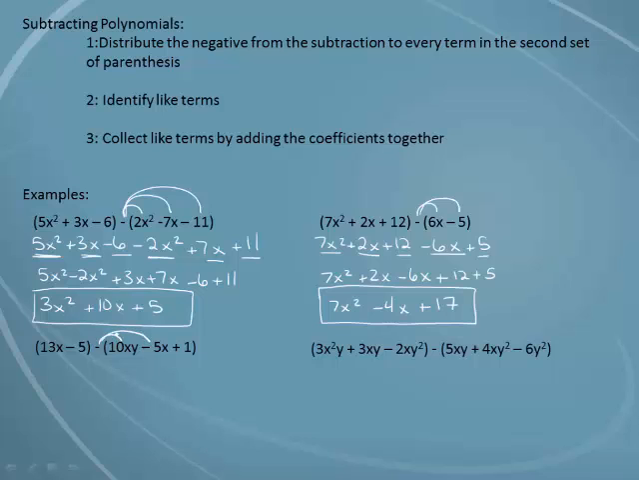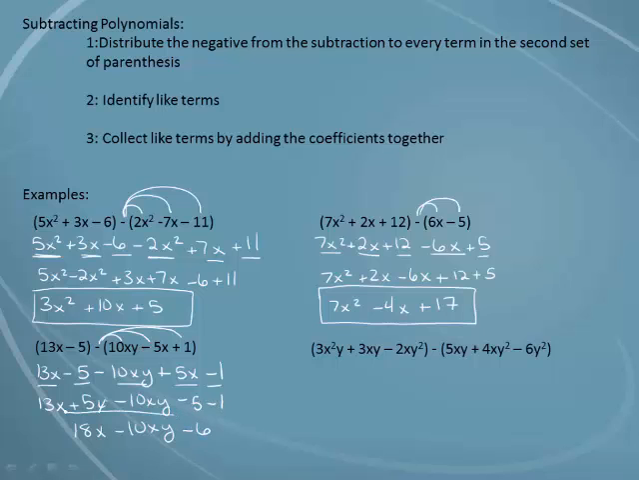Distributing in this negative gives me negative 10xy plus 5x minus 1. 13x and 5x are like terms. 10xy has nothing alike. And then negative 5 and negative 1 are alike. So 13 plus 5 is 18x minus 10xy. And then negative 5 and negative 1 gives me a negative 6.